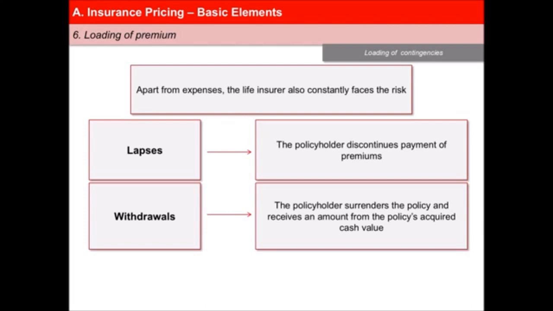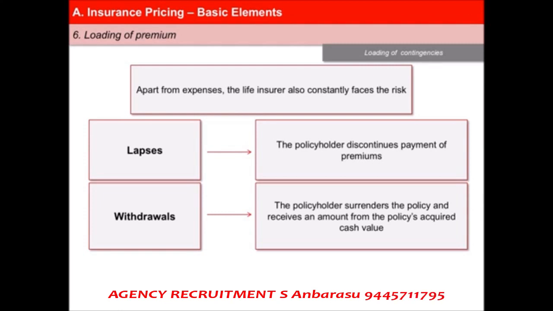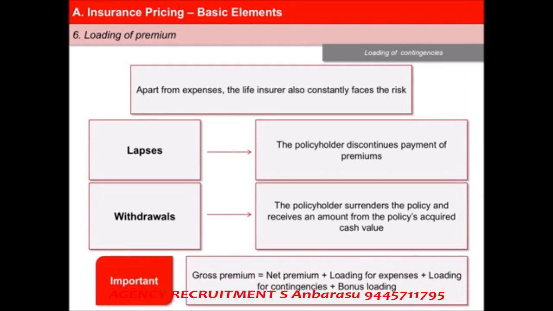Life insurers incorporate a loading in the anticipation of leakages that may arise as a result. Therefore, gross premium equals the addition of net premium, loading for expenses, loading for contingencies, and bonus loading.